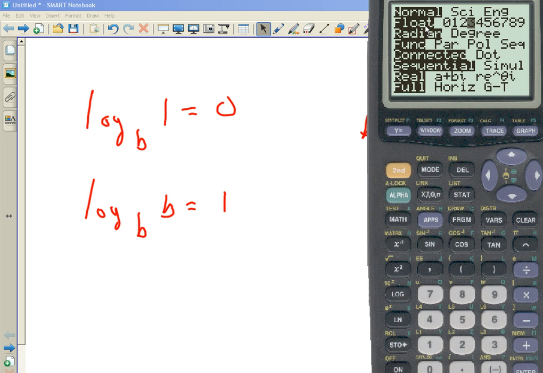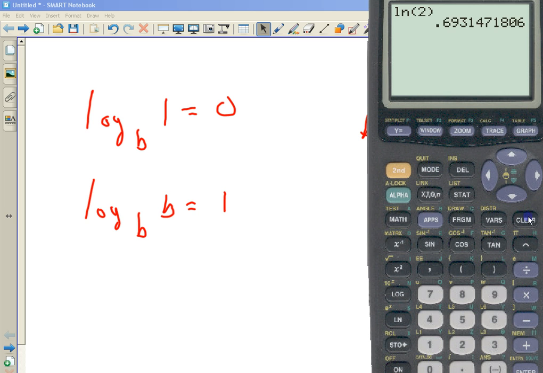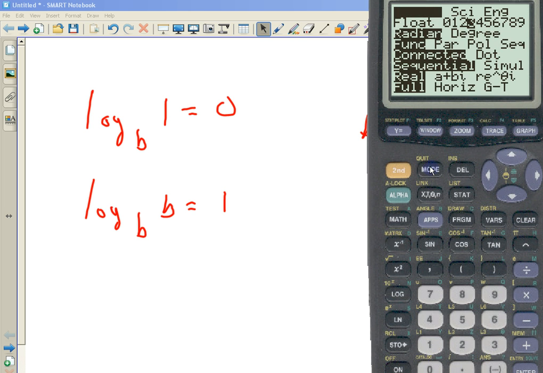Float means it'll put the decimal wherever it feels like. If you pick one of these numbers, it's going to fix the decimal such that it's rounding off to 3 places for you, or 4 places, or 5 places, whatever. So I'm picking fixed 3, not float 3. How do you do that? Go to mode, go to where it says float, and I don't want float, I want fixed 3. Hit enter, and it's highlighted, you're done.